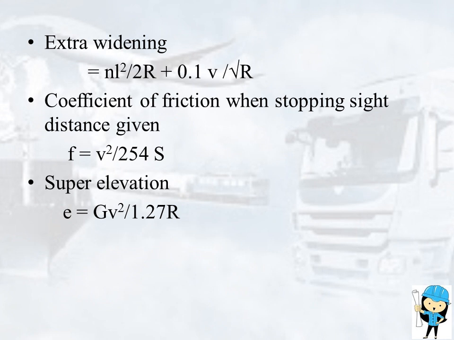Coefficient of friction when stopping sight distance is given. When stopping sight distance is given and we have to calculate the coefficient of friction, we can use this formula. F is equal to V square divided by 254S, where S is equal to safe stopping sight distance plus length of the vehicle. So this is very important to note in this formula. Next is super elevation, which is equal to GV square divided by 1.27 R.